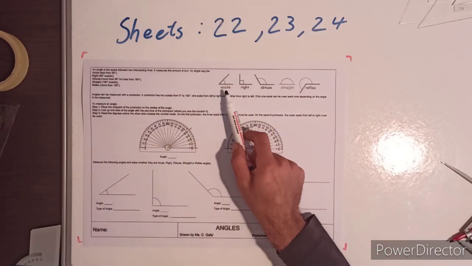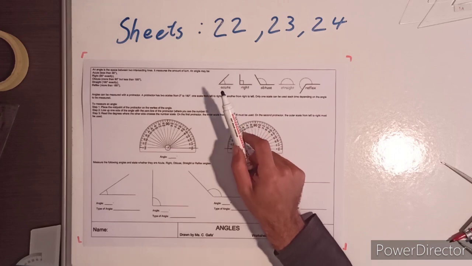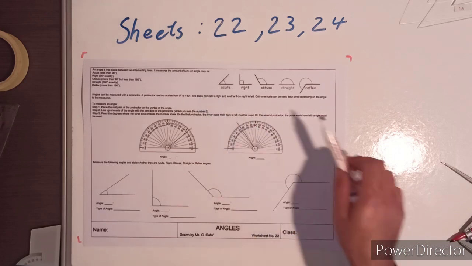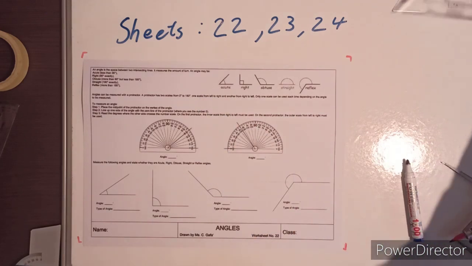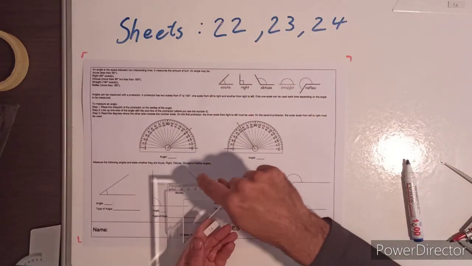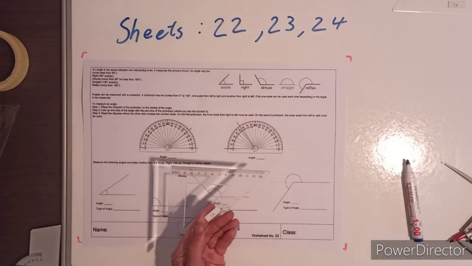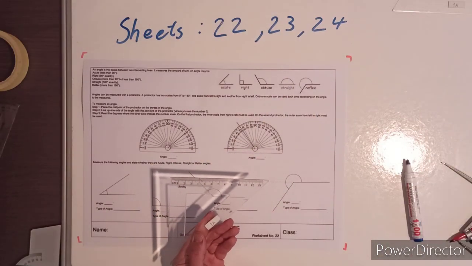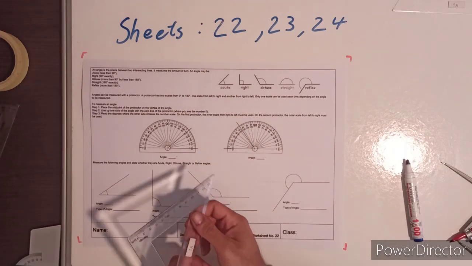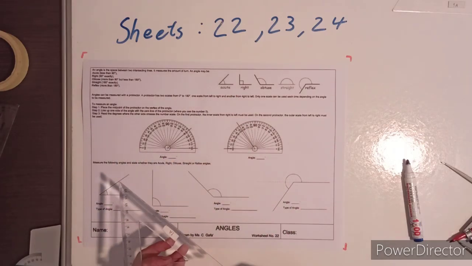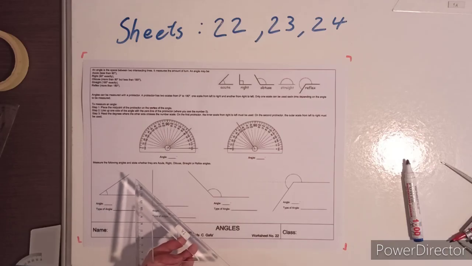Okay? So an acute angle is any angle that is less than 90 degrees. Okay? So 90 degrees is this kind of angle. It's the corner of a square or a corner of a rectangle. So that is 90 degrees. Anything less than 90 degrees, we call that an acute angle. Okay? For example, this angle is less than 90 degrees. So we call it an acute angle.